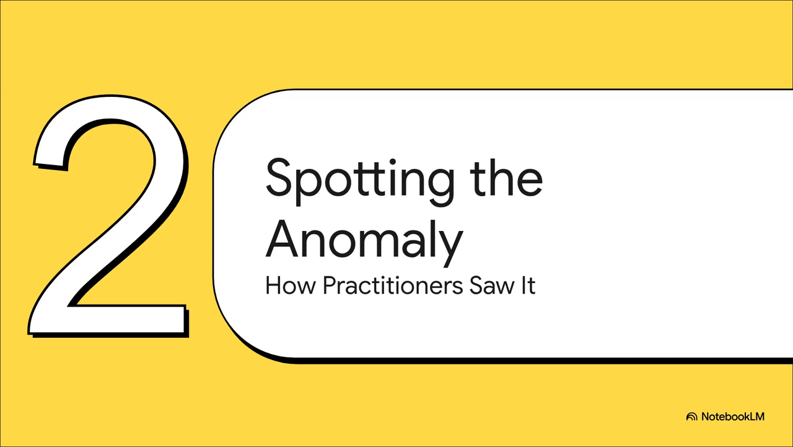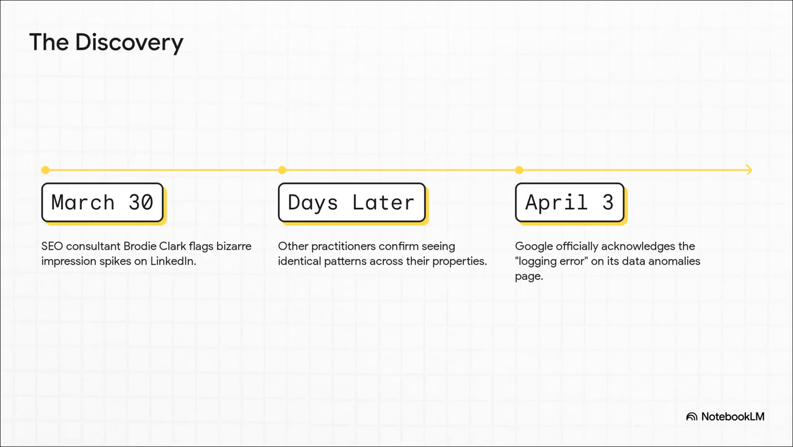Google's announcement didn't just appear out of thin air. The SEO community, the folks on the front lines, looking at this data day in and day out, they were already raising the alarm. They saw it first. It was an SEO consultant, Brody Clark, who flagged these really bizarre impression spikes on LinkedIn, a full 4 days before Google said a word. And what happened next was awesome. Other practitioners jumped in almost immediately, all confirming they were seeing the exact same weird patterns. It's just a perfect example of how powerful and observant this community is.